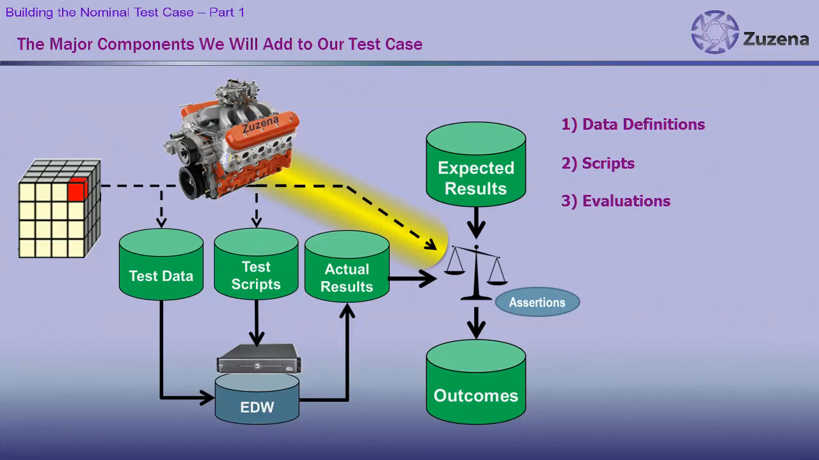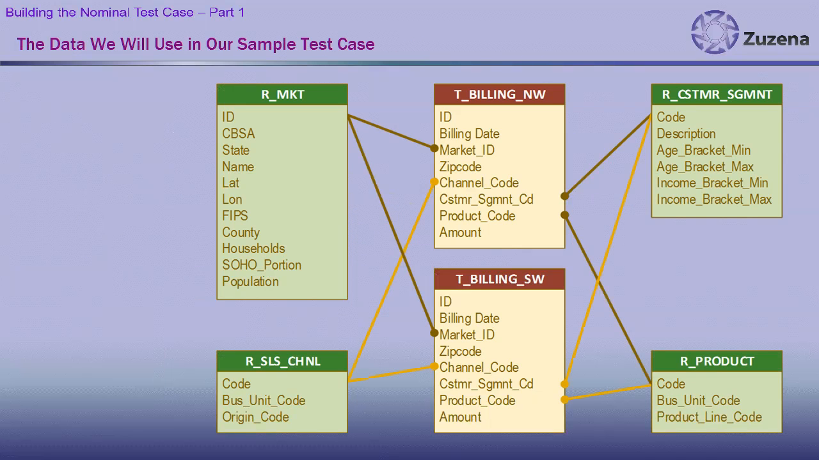Evaluations can contain a large mix of assertions. Some of those assertions will be as simple as comparing an actual table to a table of expected results. Other assertions will be more analytical in nature, such as matching row counts between source and target data sets. The nominal test case we'll be building in this video series will validate a data transform that places a data set of revenue information into a summary star schema called weekly billings.